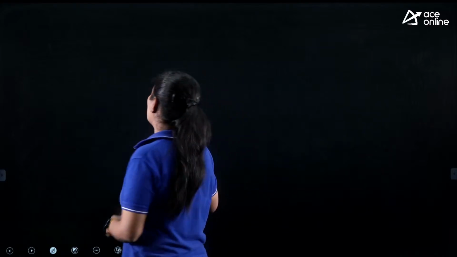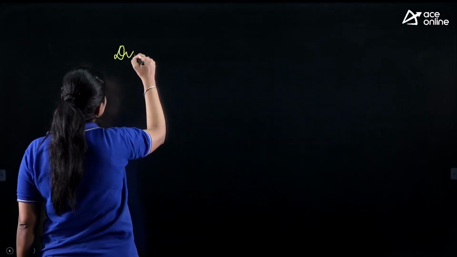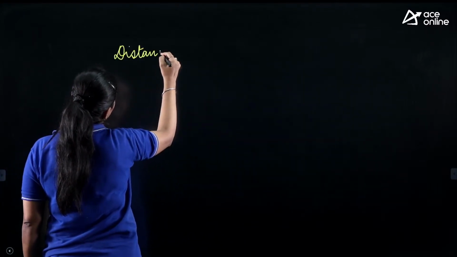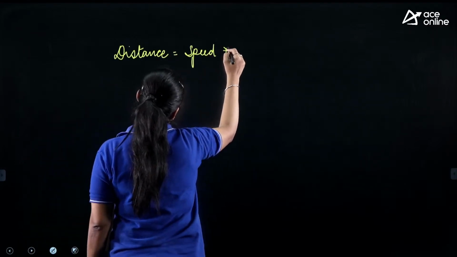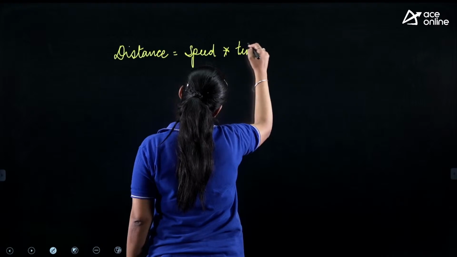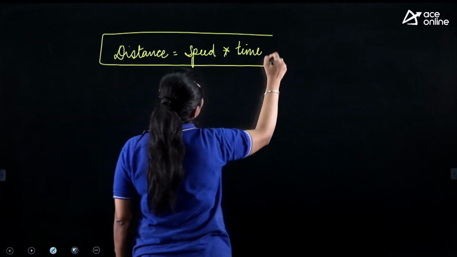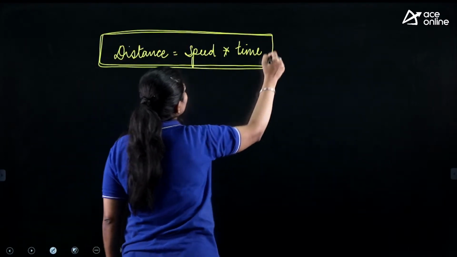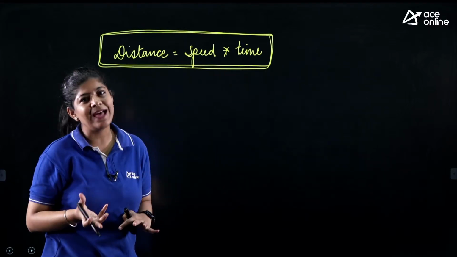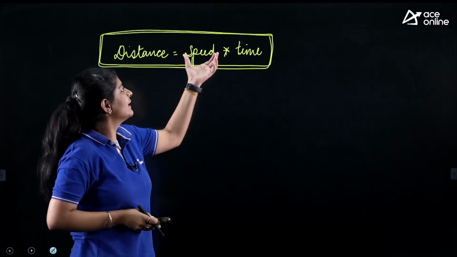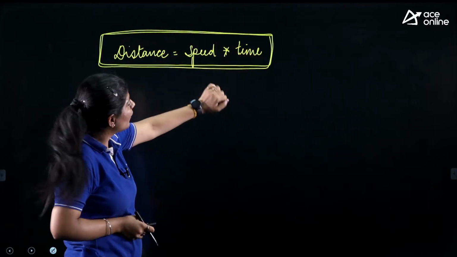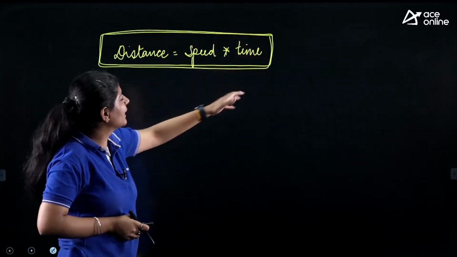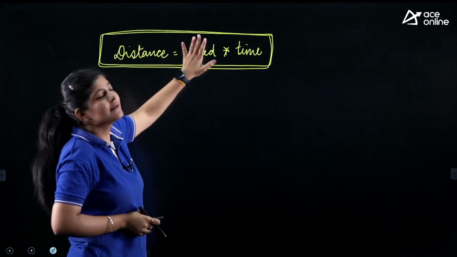So the one basic formula that we need to use in the whole unit is nothing but distance is equal to speed multiplied by time. This is the only formula that we are going to use in the whole unit. All we are going to do is mold it as per our choice. If we want to calculate the speed, we are just going to divide the distance by time. If we want to find out the time, again we are going to divide the distance by speed.